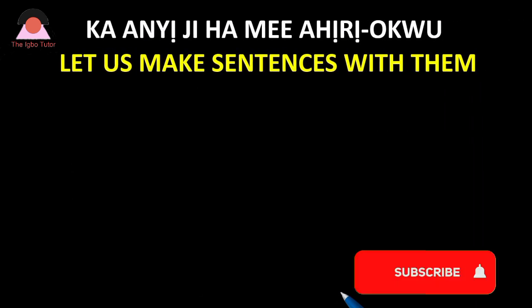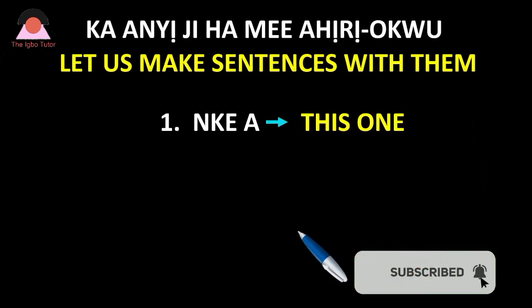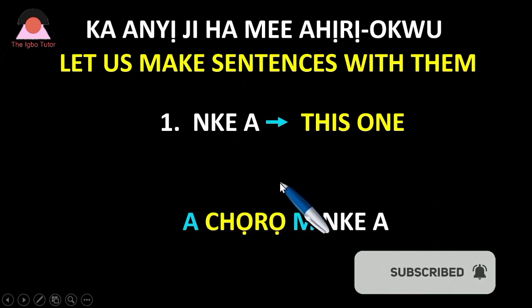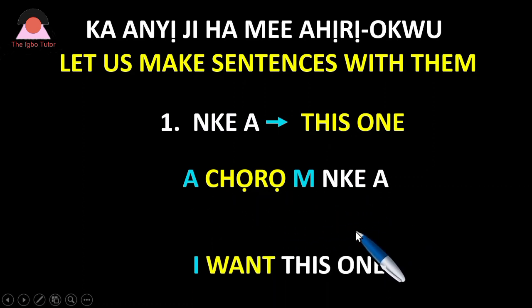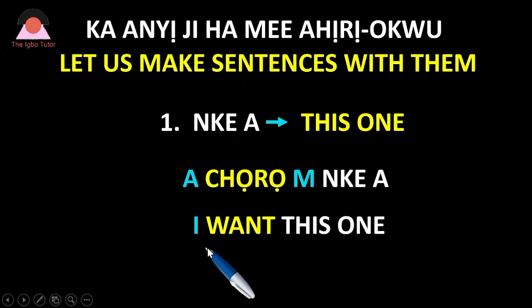So let's go on, beginning with the first one, which is nkea, this one. Let's make a simple sentence with this. Achorom nkea. What does this mean in English? It means I want this one or I need this one. Both are the same in Igbo. Achorom nkea.